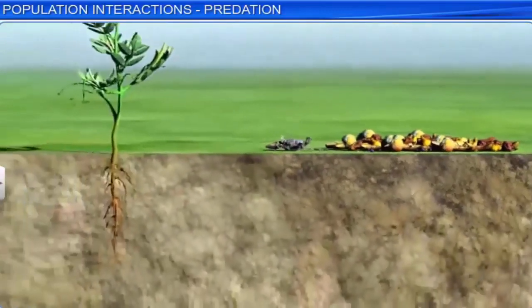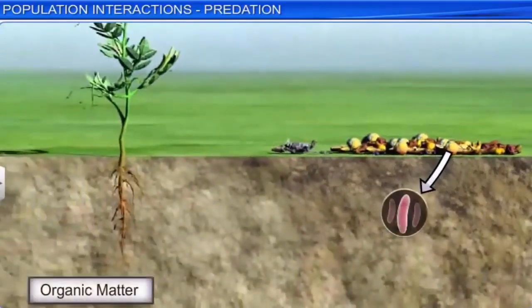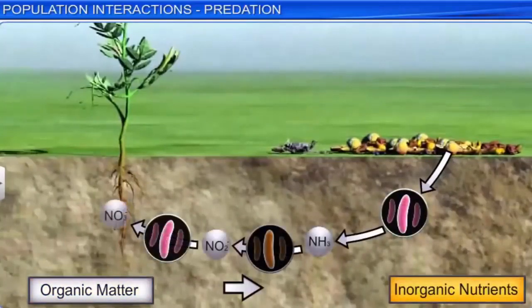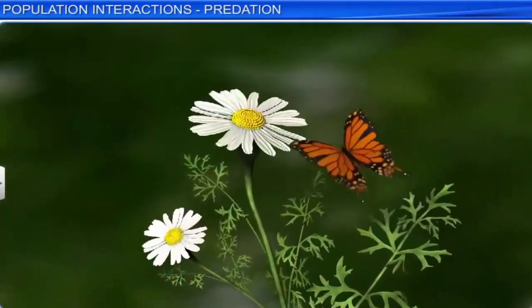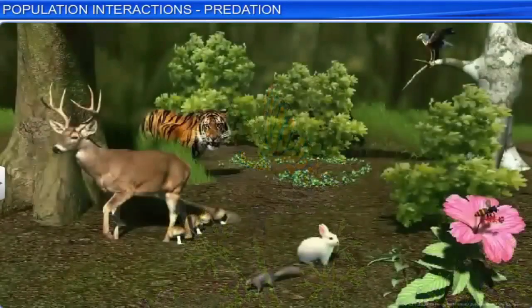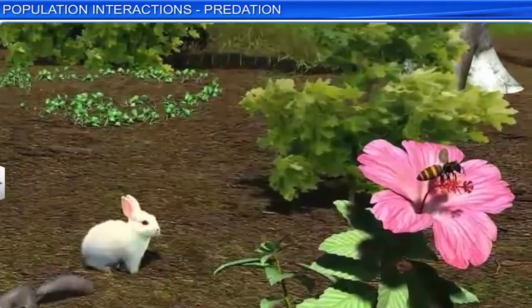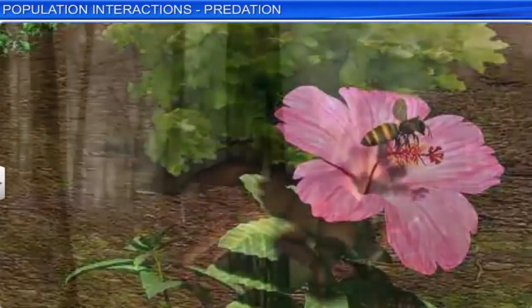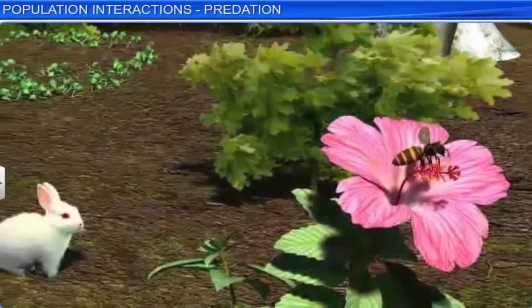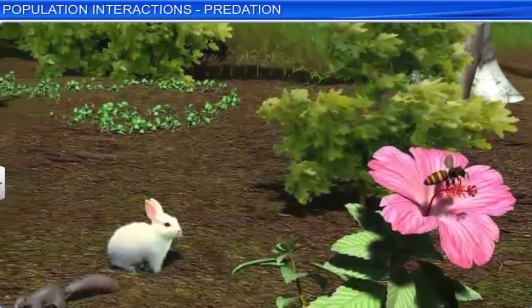Plants, for instance, need soil microbes to decompose organic matter into inorganic nutrients which are needed for their growth. Also, many plants depend on birds and insects for pollination. Just as plants depend on animals for their existence, animals too depend on plants directly or indirectly for their survival. As a result, in any habitat, plants, animals, and microbes interact in various ways to form a community.